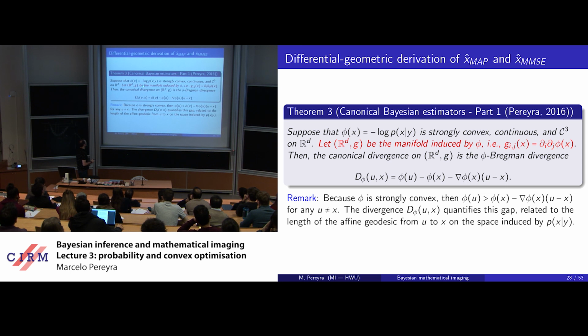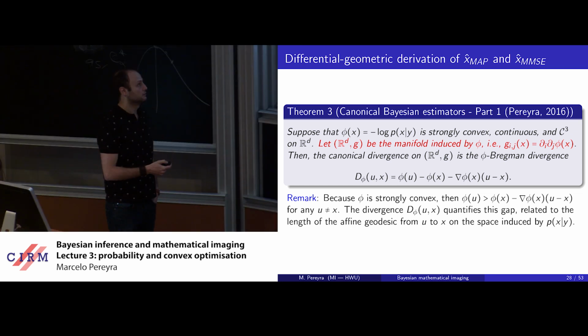Suppose that, sorry, suppose that your model is log-concave. And now I need to ask for a bit of differentiability. So suppose that it's log-concave, so phi is strongly convex, and I'll assume that it's 3 times continuously differentiable. Then we can talk about what happens when I relax these conditions.